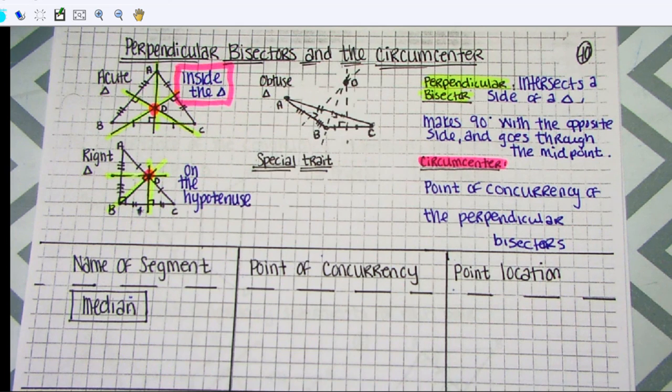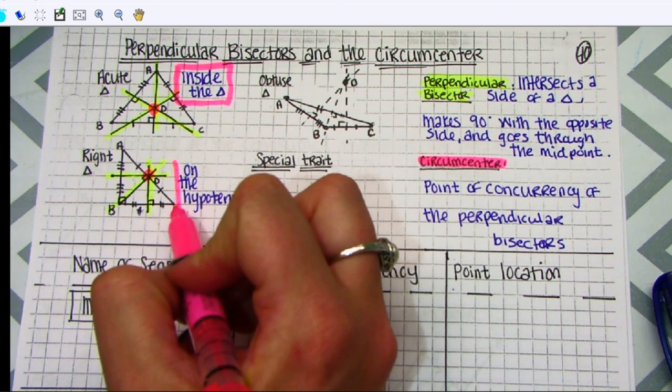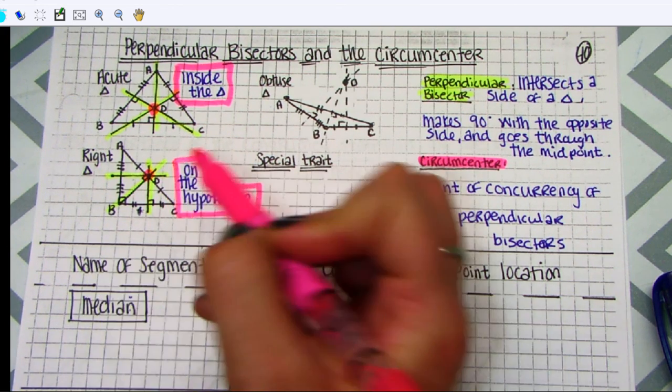A lot of stuff happens with points of concurrency. That's why at the end we're going to make that chart, kind of put it all together, make it a little bit easier to identify. So on a right triangle, it's always going to be on the hypotenuse.